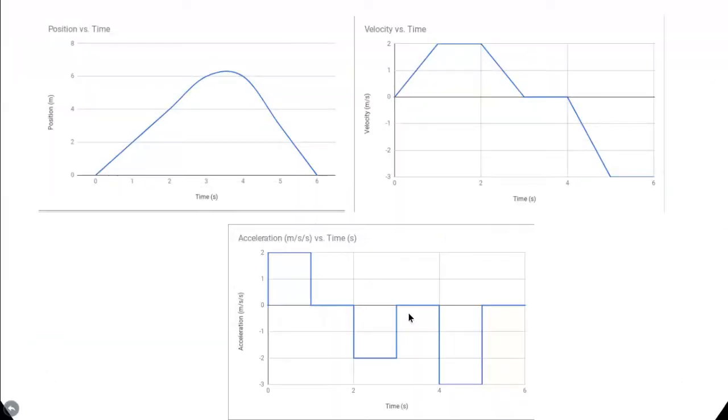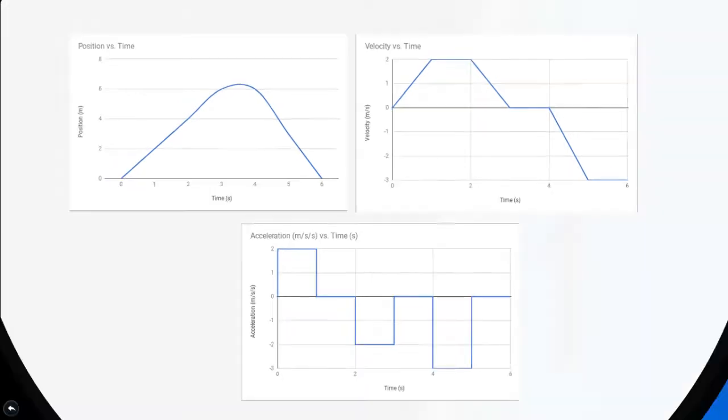This is the same kind of thing. We look at some of the graphs we had before here. We're changing from 0 to 2, so we go from 0 to 2 there. Then we drop back down to 0 acceleration because the velocity isn't changing up here. And then you can follow those graphs all the way down and see how those correspond.